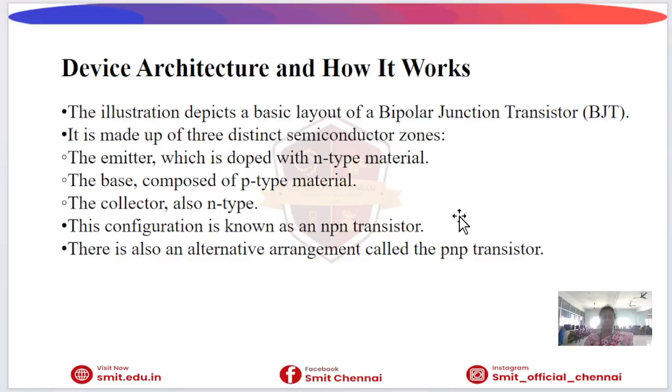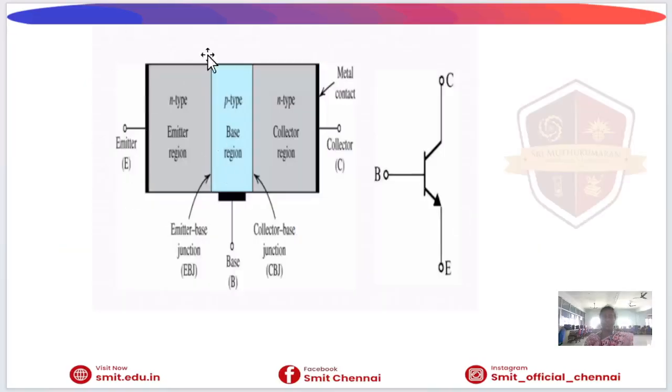The next one is the device architecture. The transistor consists of three semiconductor regions: the emitter, base, and collector. The emitter is very heavily doped and supplies the charge carriers. The base is very thin and lightly doped and controls the transistor action. The collector is moderately doped and collects carriers from the emitter.